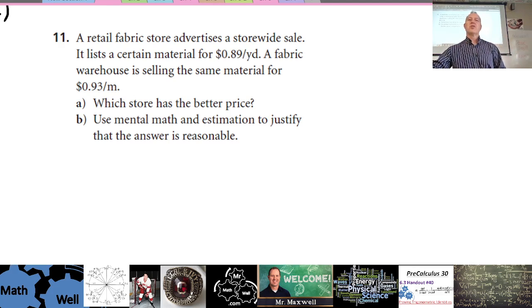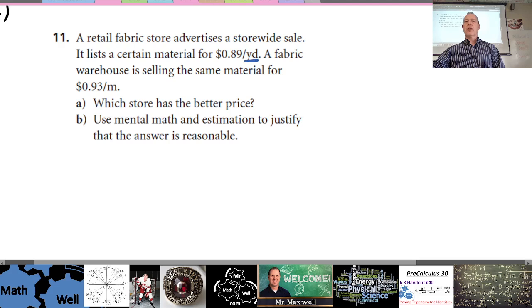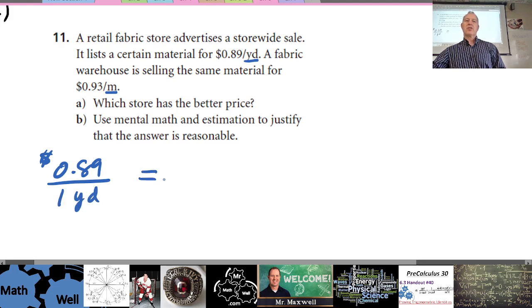What you have to do is convert either yards into meters so that they're the same unit and you can compare the price directly, or meters into yards. So for example, let me write down $0.89, that's 89 cents, for 1 yard, per 1 yard. Well, that is actually $0.89 for how many meters?